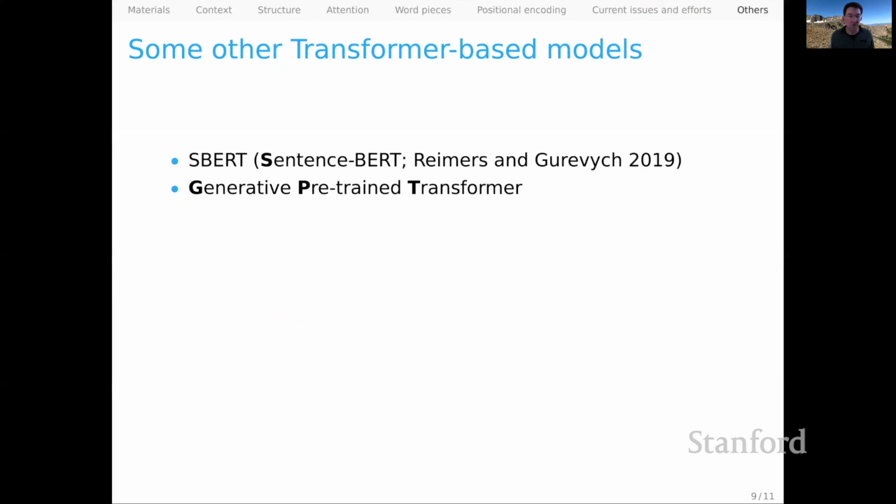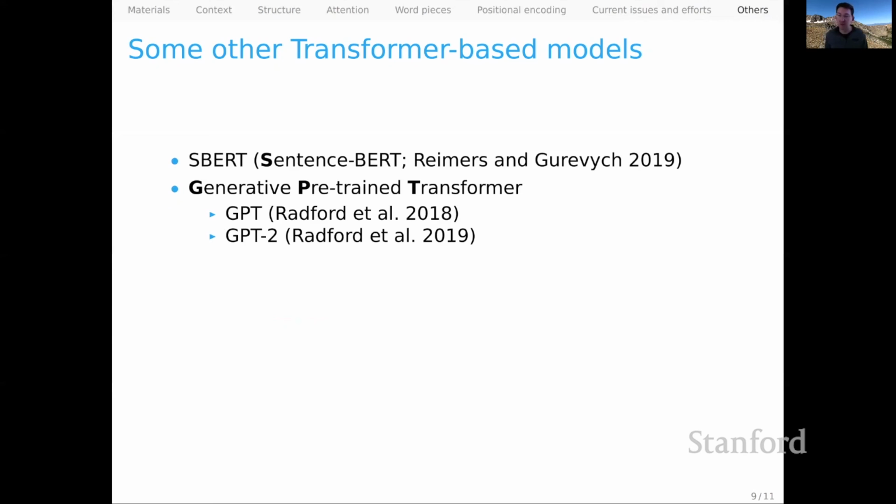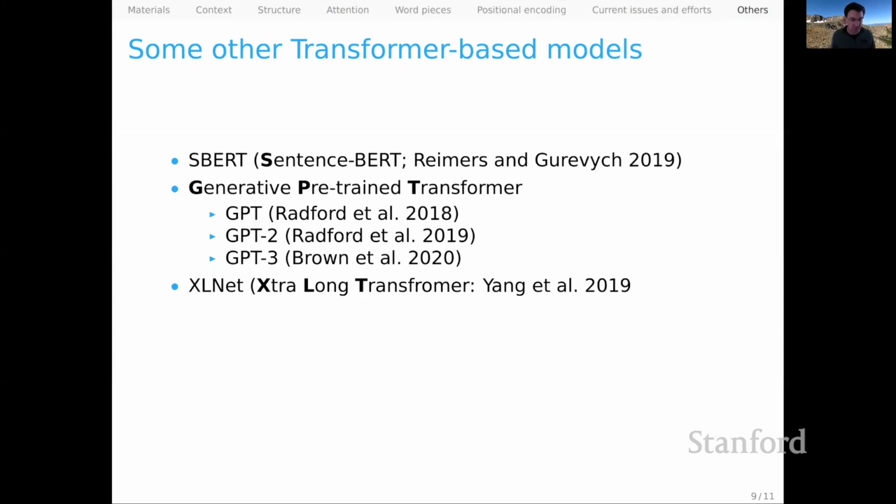You have probably heard of GPT, the generative pre-trained transformer, in various of its forms. You can get GPT-2 from Hugging Face and you have unfettered access to it. And of course, there's more restricted access at this point to GPT-3. These are conditional language models, so quite different from BERT, and they might be better than BERT for things like truly conditional language generation. XLNet is an attempt to bring in much more context into these models. It stands for extra long transformer. So if you need to process long sequences, this might be a good choice.